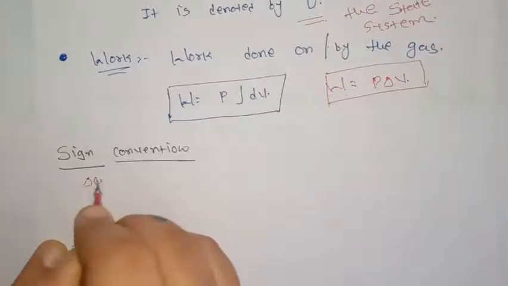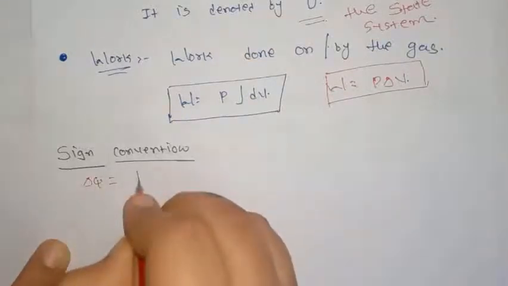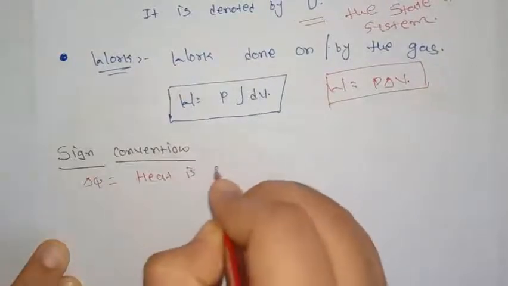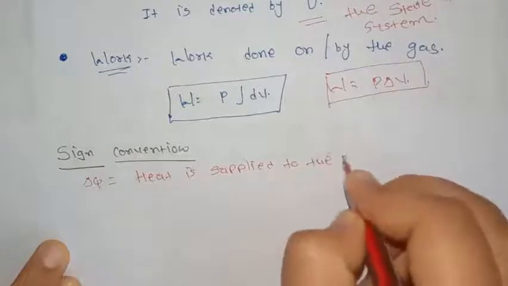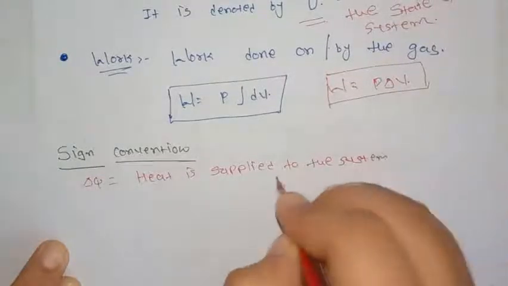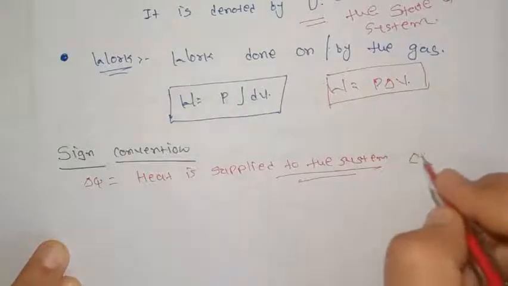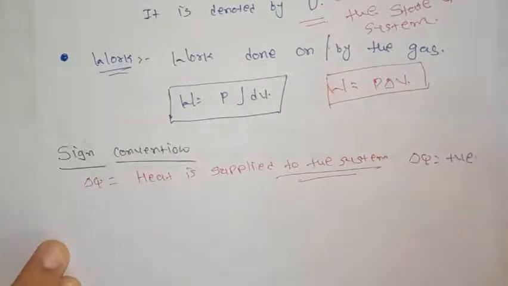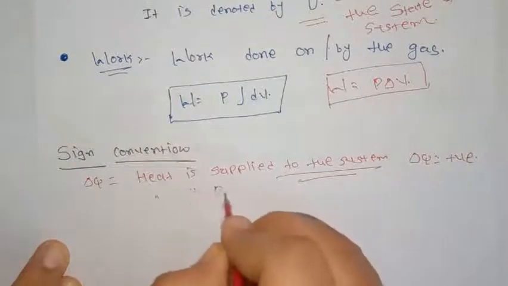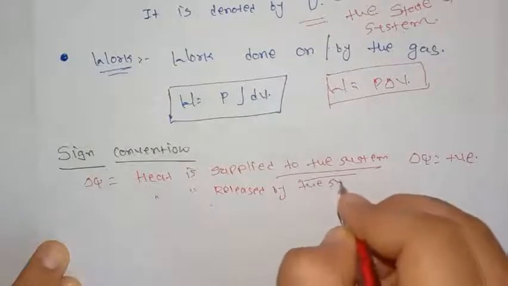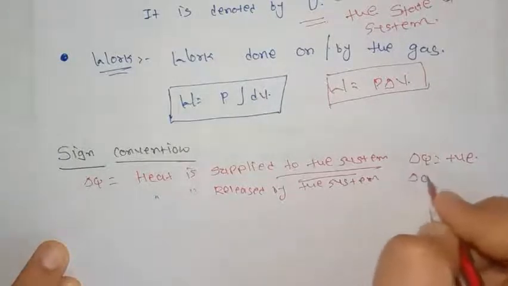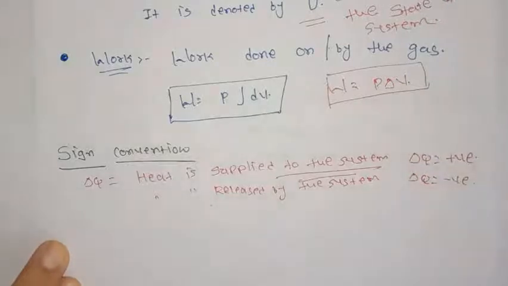The heat delta Q. If heat is supplied to the system, then delta Q is taken positive, and if heat is released by the system, then delta Q is taken negative.